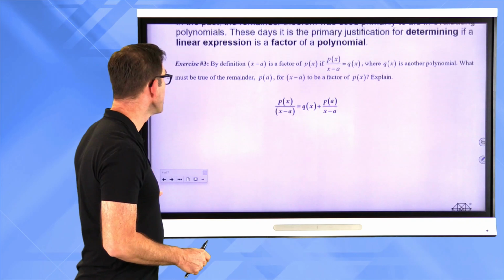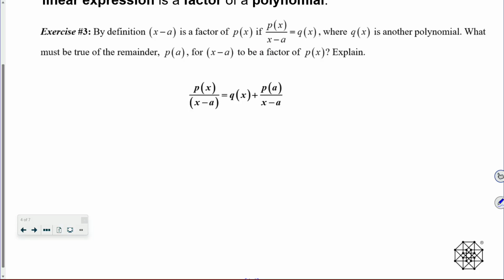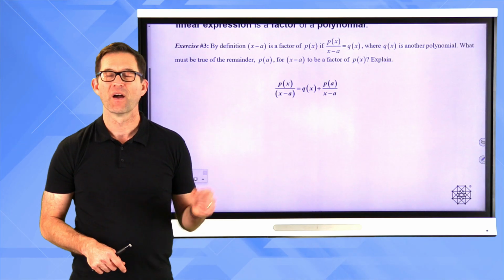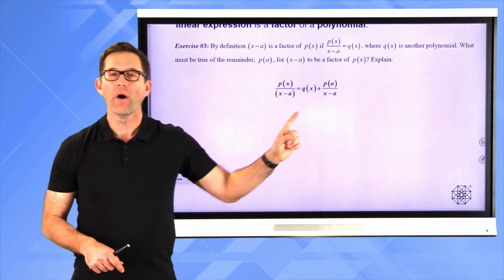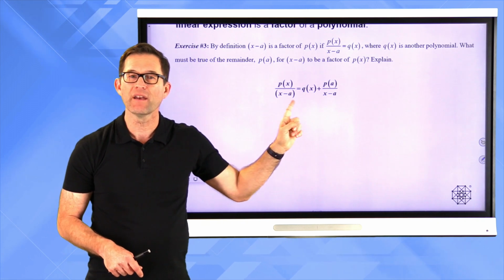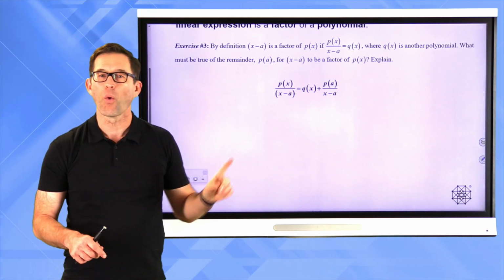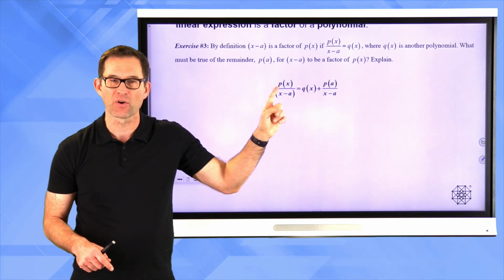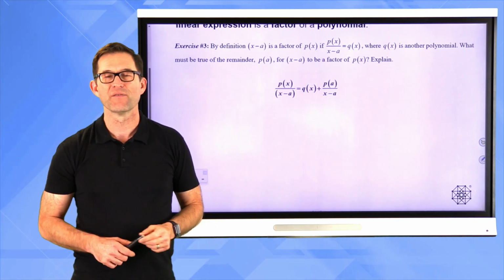So, exercise number 3. By definition, x minus a is a factor of p of x if p of x divided by x minus a is q of x, where q of x is another polynomial. What must be true about the remainder, p of a, for x minus a to be a factor of p of x? Explain. All right, so pause the video. What must be true about p of a, the polynomial in the numerator evaluated at the 0 of the denominator, in order for that x minus a to be a factor of p of x? Pause the video now.